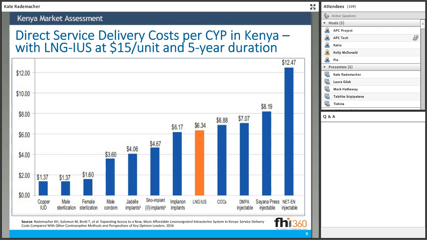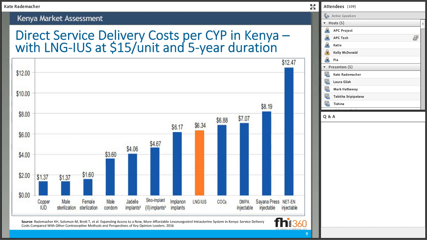In Kenya, as part of the market assessment, we also did a cost comparison of the different methods per CYP. CYP stands for couple years of protection, and it's a conversion factor that allows us to compare the estimated protection provided by different methods over 1 year of time. The costs included in this analysis are the commodity costs and the provider time and supplies for insertion, removal, or resupply over 1 year.